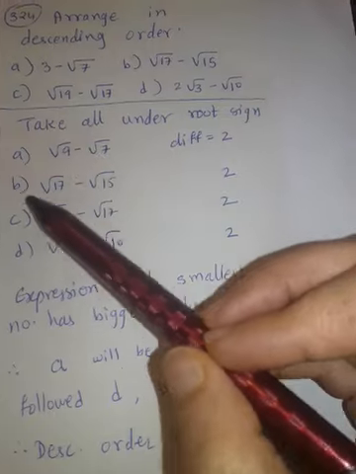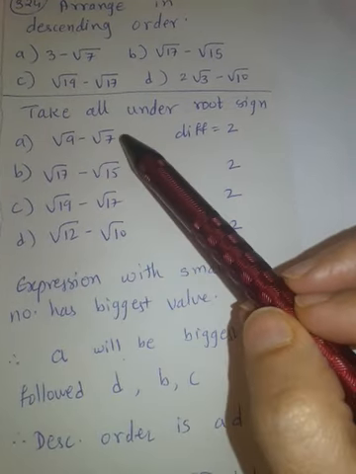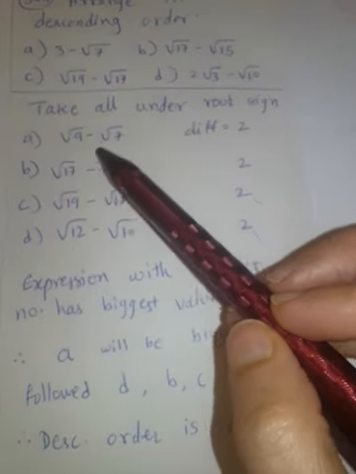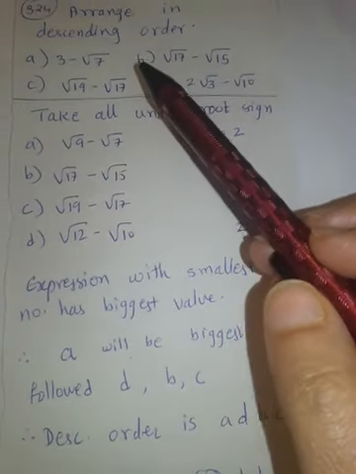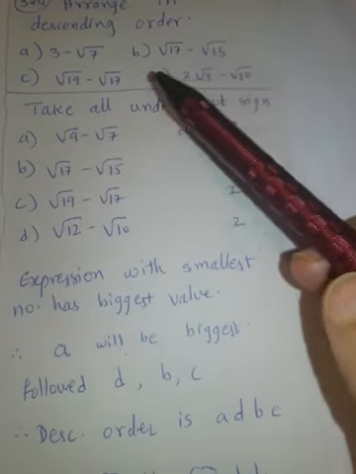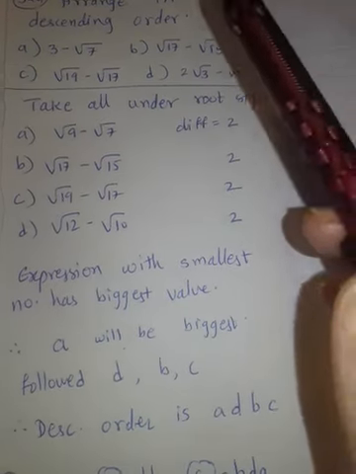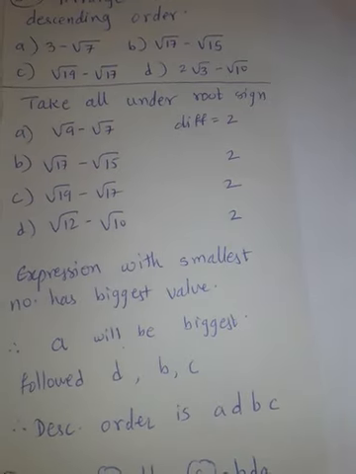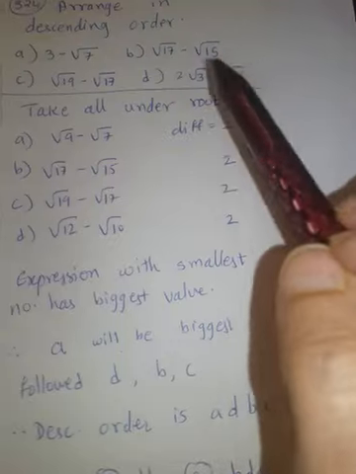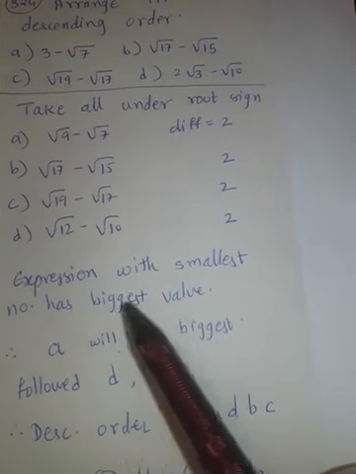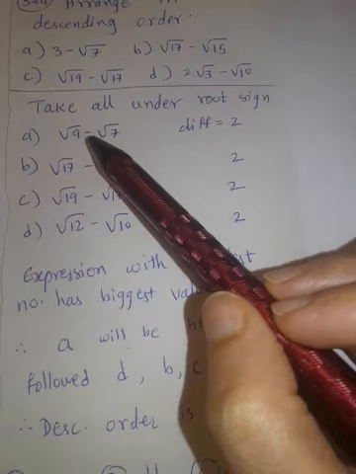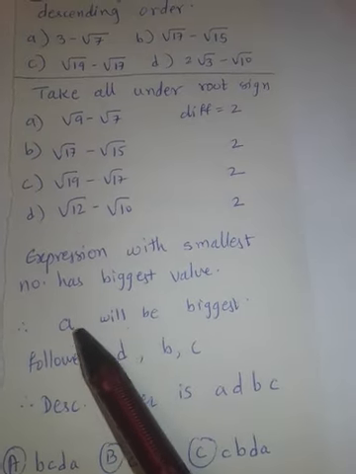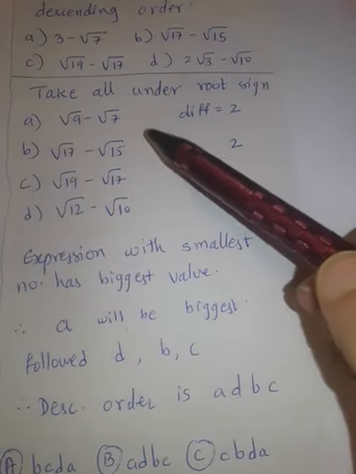Now here, which numbers are smallest? 9 and 7, these are smallest compared to the others. So that means this one has the biggest value. Now we need to arrange in descending order. So the number with the highest value will come first. Descending means what? Highest to lowest. That is descending. In this, whose value is highest? The expression with the smallest number has the biggest value. That means this will have the biggest value. So first will be A. A will have the biggest value.